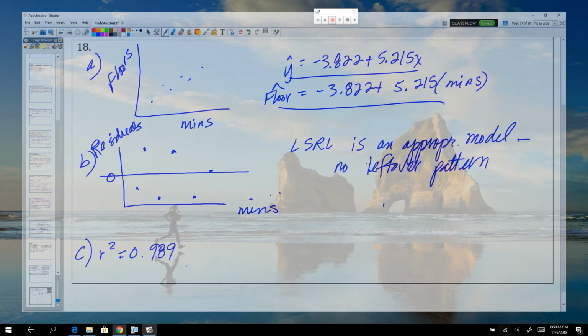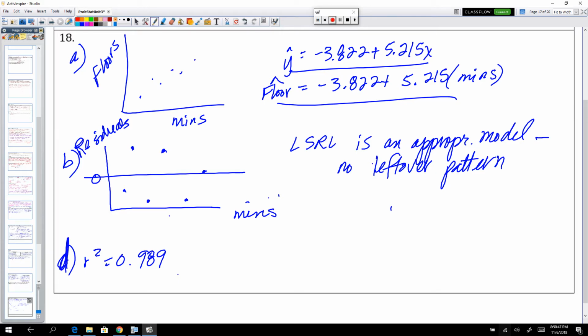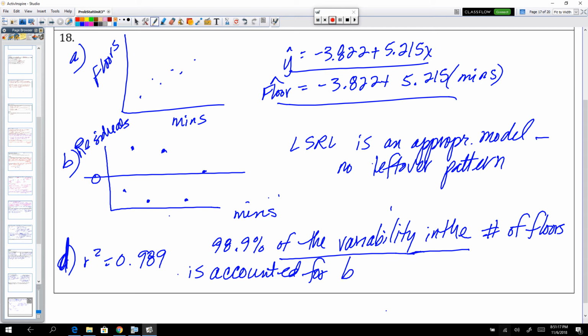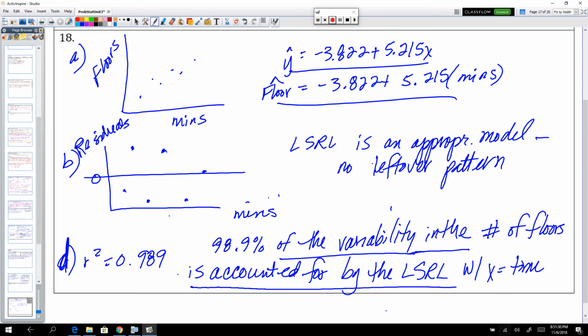We want to interpret this. This is the phrasing I want you to use when interpreting these R squareds. 98.9% of the variability in the number of floors is accounted for by the model, by the LSRL, with x equal to time working out.